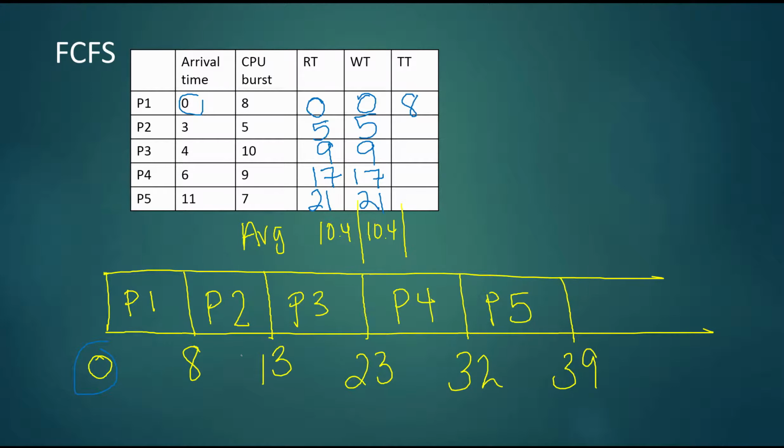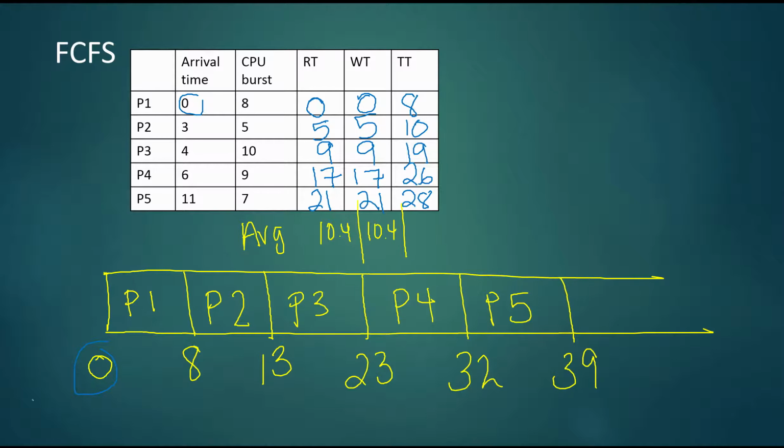P2 finished everything it needed to do at time 13 and arrived at time 3, so P2's turnaround time will be 10. P3 finished everything at time 23 and arrived at time 4, so P3's turnaround time is going to be 19. And you will notice that if you add up the wait time and the CPU burst time, you will get the turnaround time, because each process, after it gets into the system, it is either waiting or on the CPU. P4 finished at time 32 and arrived at time 6, so P4's turnaround time is 26. And P5 finished at time 39 and arrived at time 11, so P5's turnaround time is 28.